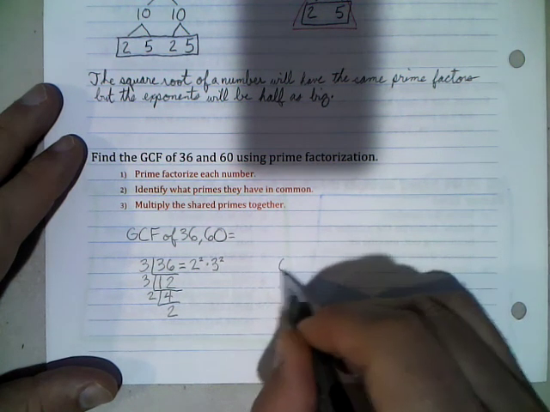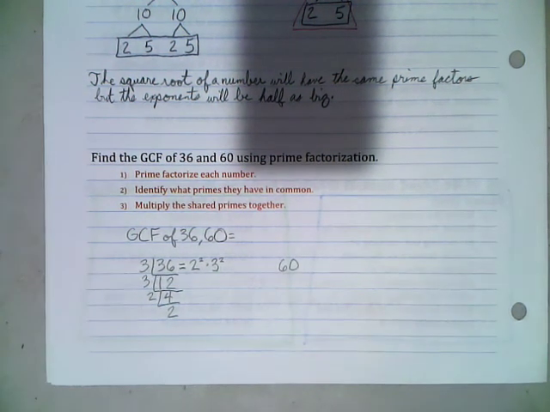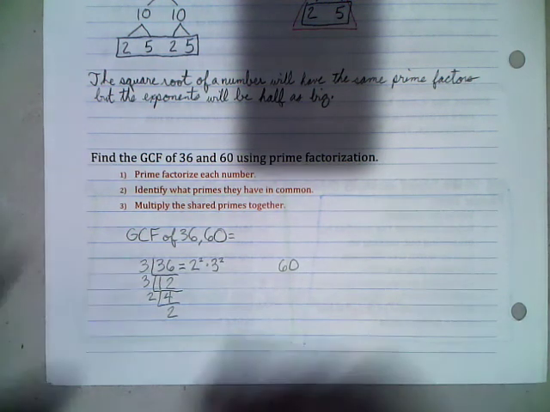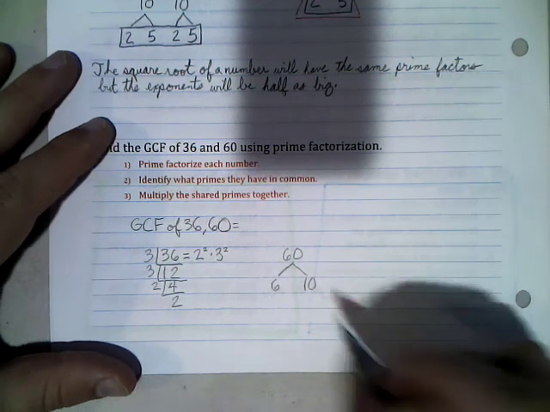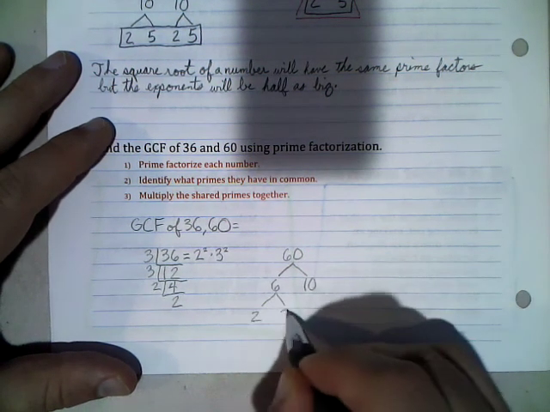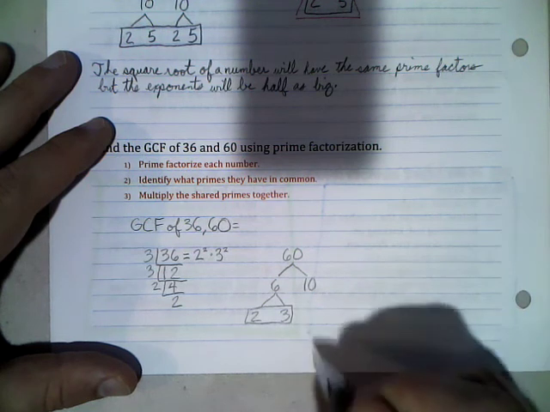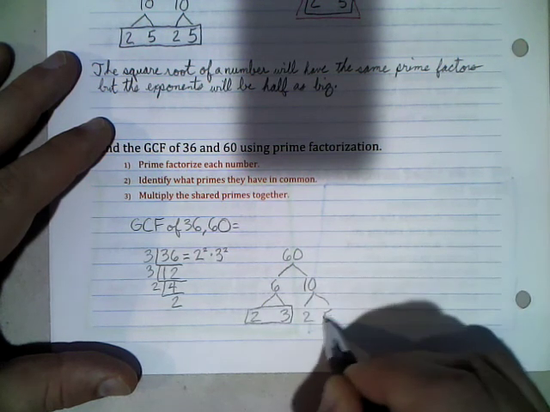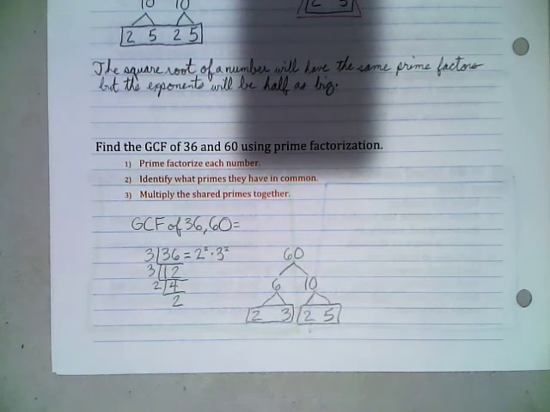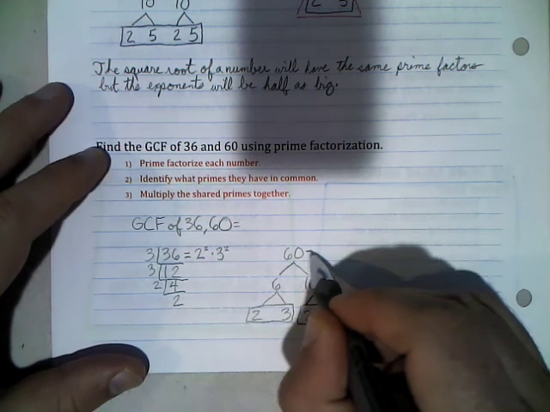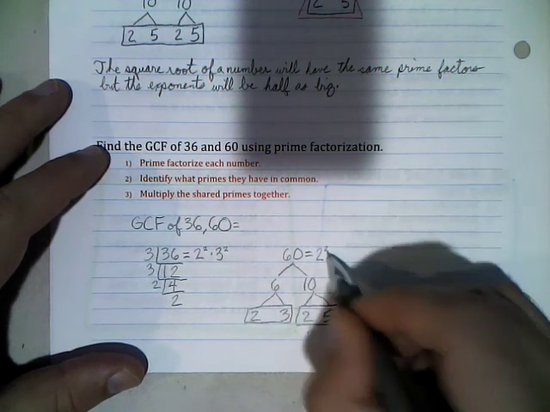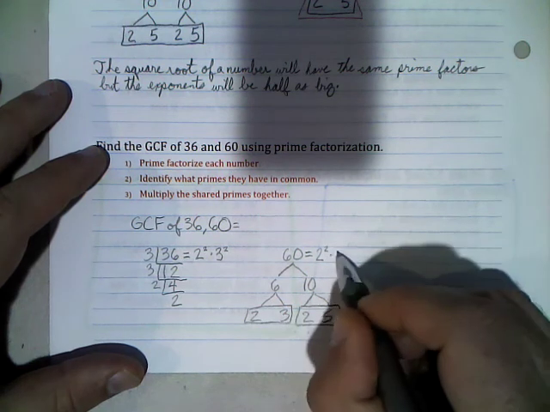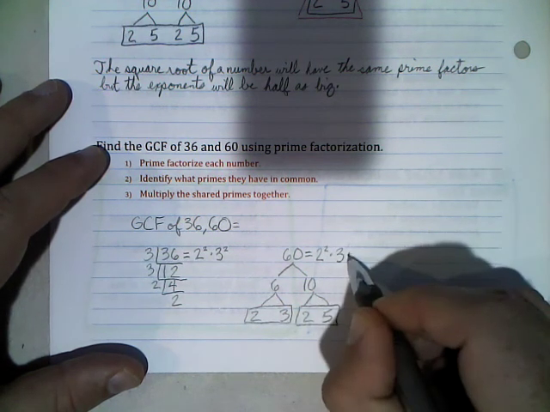Now for 60, things especially that end with 0, it's really nice to use a factor tree on them. Because since this ends with 0, I know this is really just 6 times 10. Of course, 6 then is 2 times 3, which are both prime, and 10 is 2 times 5, which are also both prime. Again, put it in order. So 2 is my smallest prime, and I've got 2 of them. 3 is next, and then 5 is last.